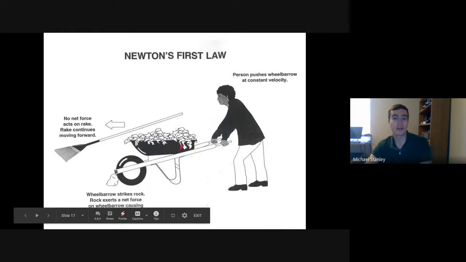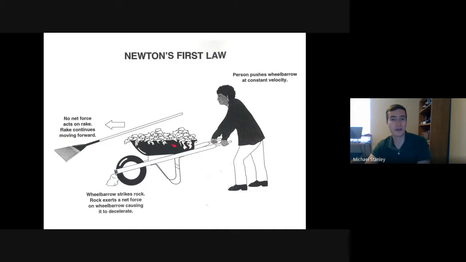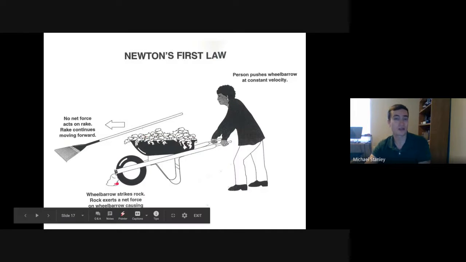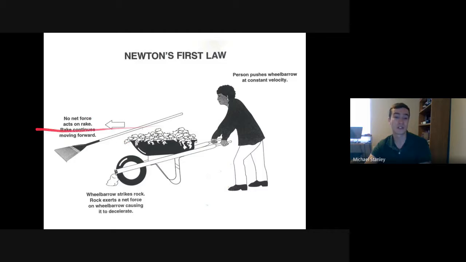Same kind of example right here. If you're balancing a rake on top of your wheelbarrow and you're going along and the wheelbarrow hits a rock and its forward motion stops because of this force, the rake doesn't have a force acting on it, so it'll keep moving forward and fall off of your wheelbarrow. The object in motion wants to keep going in motion.